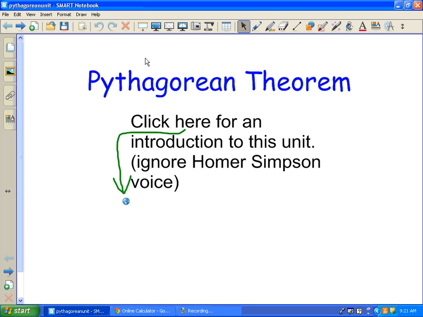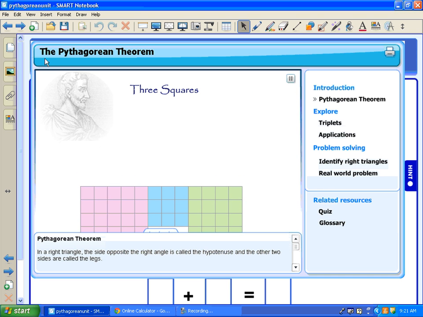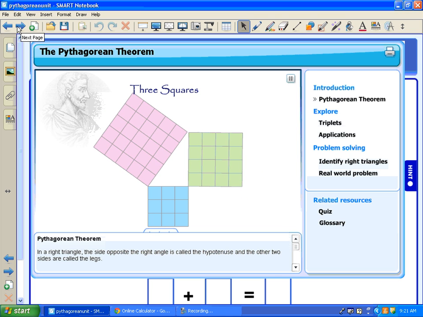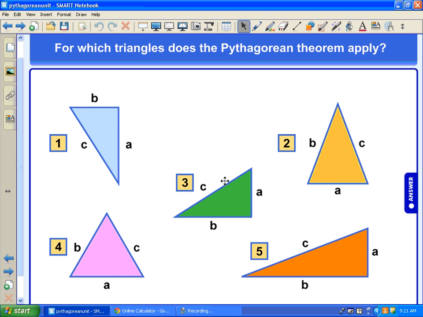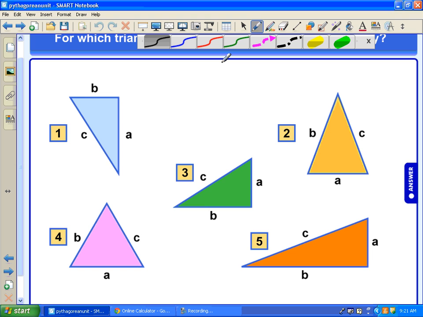Math 1202, Pythagorean Theorem. This unit's all about triangles. It's all about finding the sides of each triangle using a particular formula and then squaring each side. To understand the Pythagorean Theorem, you have to look at the triangles and realize what type of triangle you are allowed to use the Pythagorean Theorem on. And we'll go into what that is in a moment.